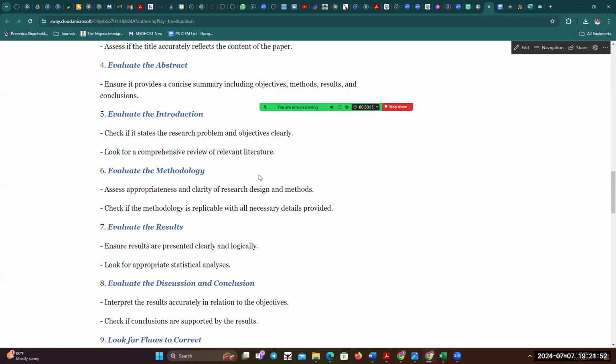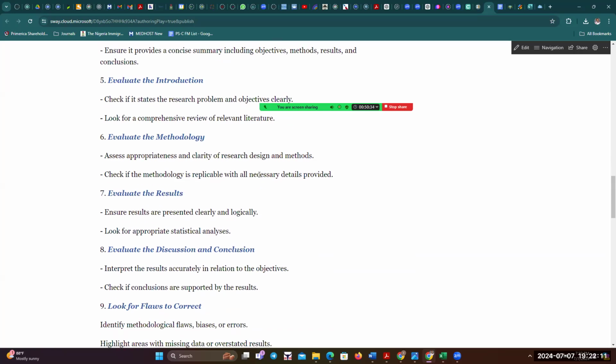After evaluating the abstract, the next thing you do is to look at the introduction, the basic contents that an introduction should have, right? Did it state the research problem or the objectives clearly written? Look at the comprehensive review of relevant literatures, if they were clearly done. And then you evaluate the methodology. What should be the methodology for this type of study that this person is presenting? Right? And was it clearly stated what the methodology is?